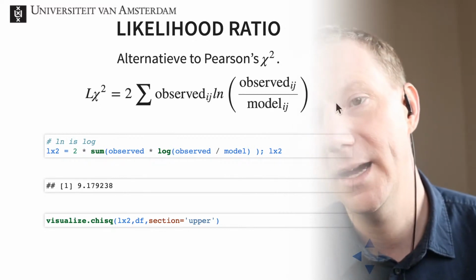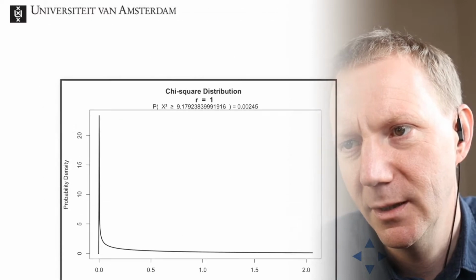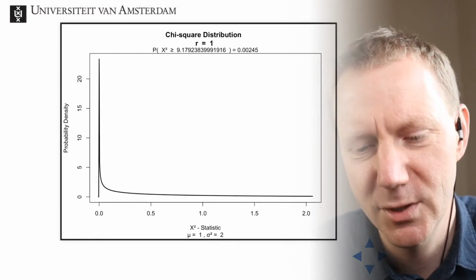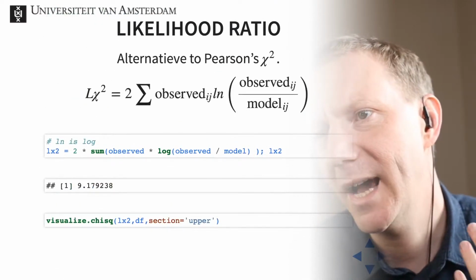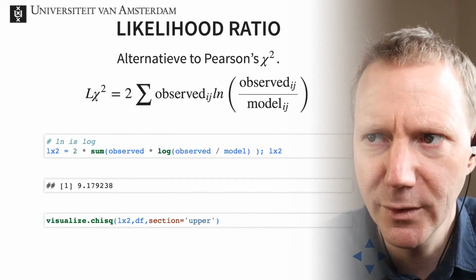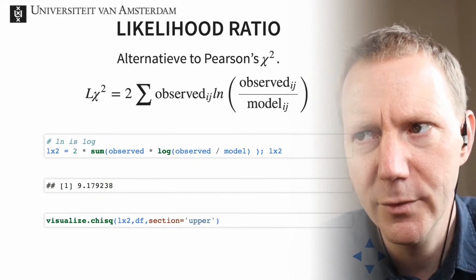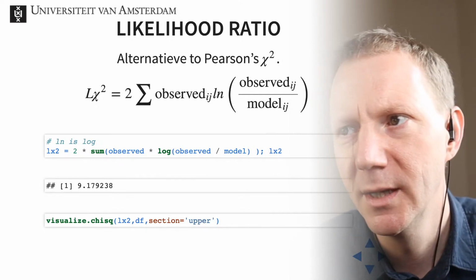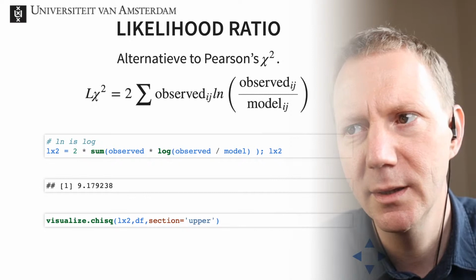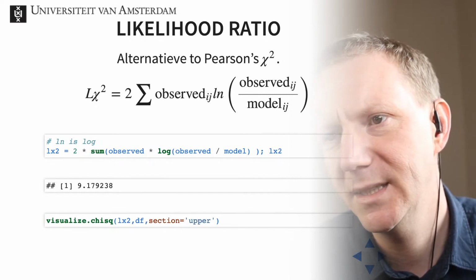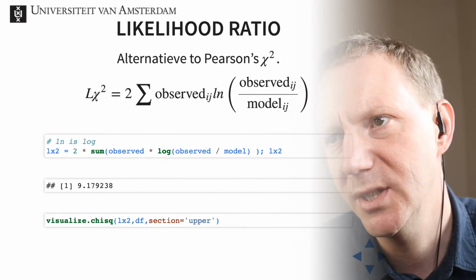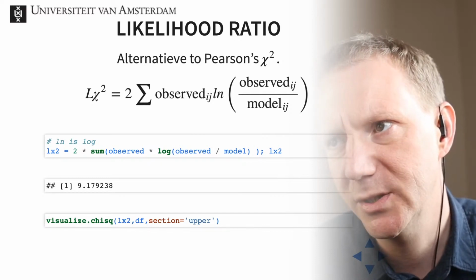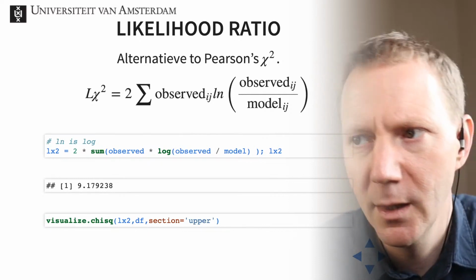And even if we apply this, we still get a significant result here. So I just put these in there because Field covers these. SPSS output provides these, and at least you know the difference between the two. And there's no preference in using this one over Pearson's chi-square.